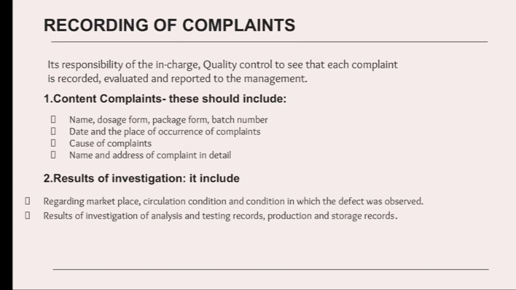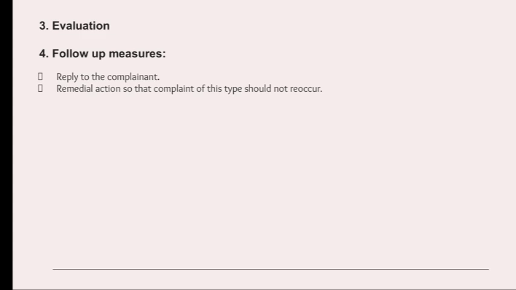Secondly, it includes results of investigation. It includes information regarding marketplace, circulation condition, and condition in which the defect was observed, results of investigation of analysis and testing records, production and storage records. Third, evaluation, and fourth, follow-up measures. It includes reply to the complainant. Secondly, remedial actions so that complaints of this type should not reoccur.